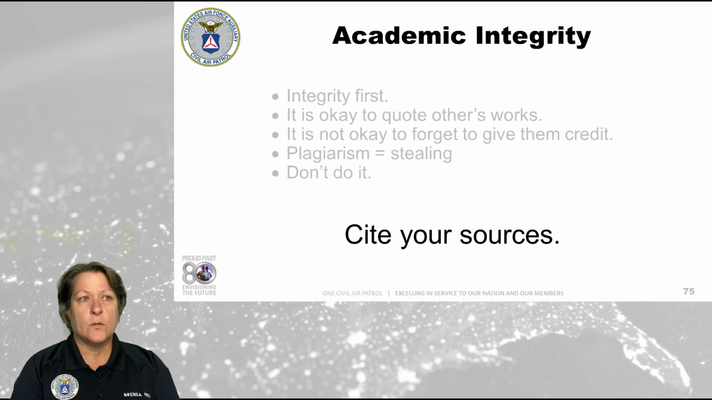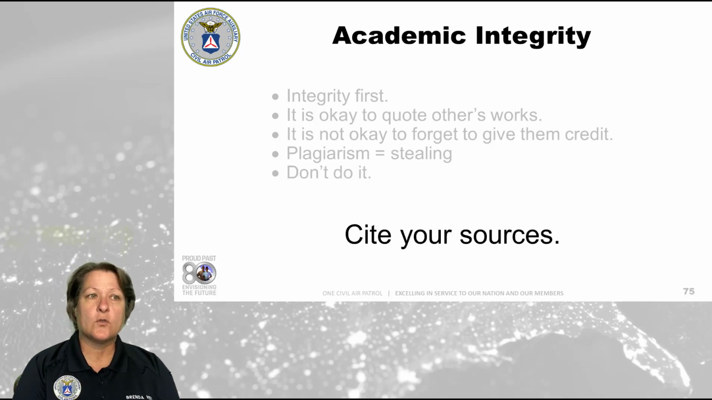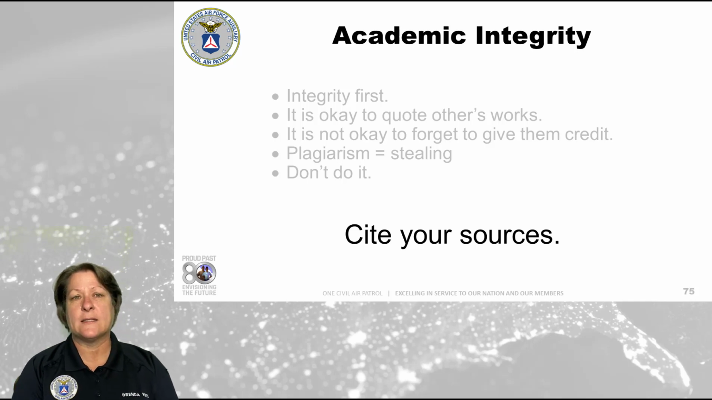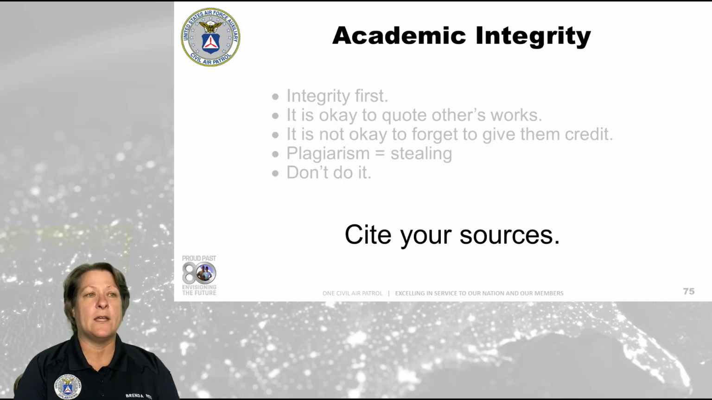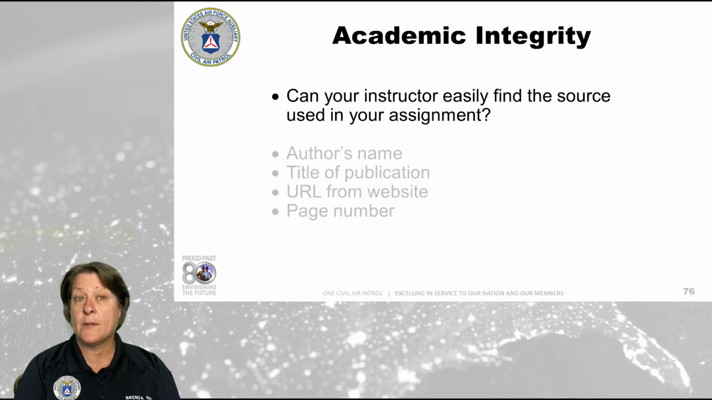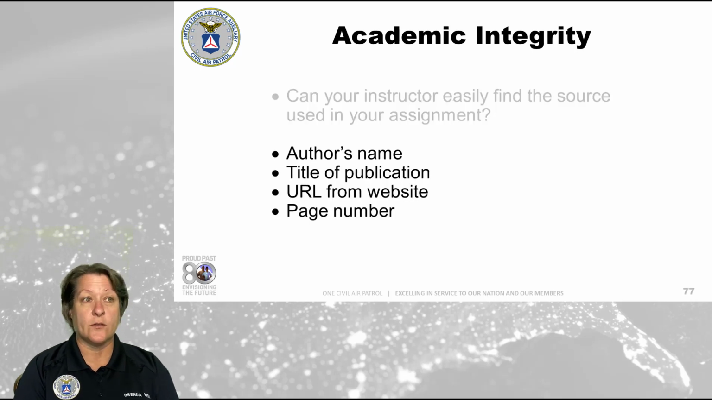Always cite your sources. So with academic integrity and citing your sources, you don't have to do an APA or an MLA style bibliography. You do need to have enough information that your instructor or anybody else reading your document can find the source you used in your assignment. So oftentimes that means the author's name, the title of the publication. You might need the date. You may need a URL if you got the website, page number if it's a book.